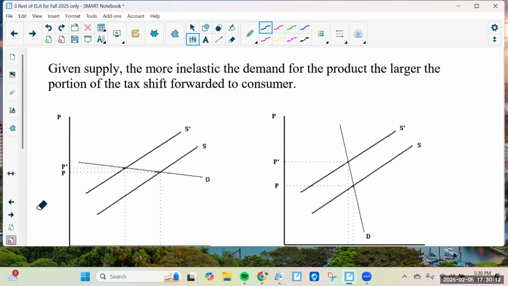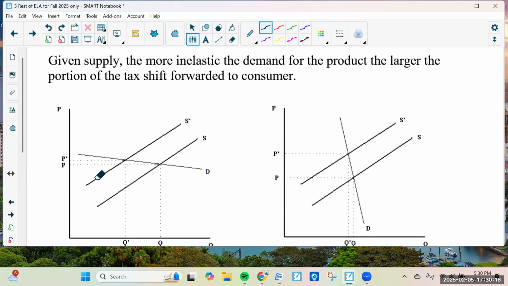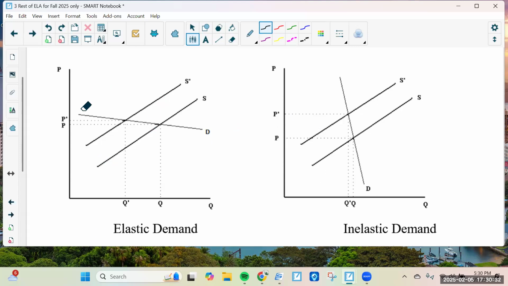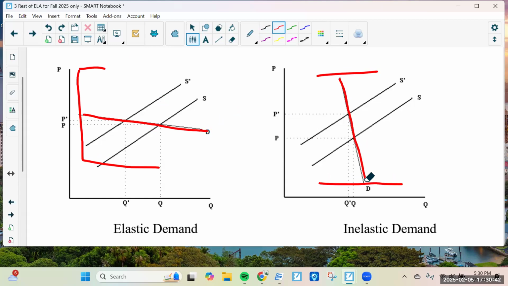But where I want to go with this is, what if we put a tax on a product? Well, who pays the lion's share, or the majority of the share of the tax is based on the elasticity of that product. So what I've done here for you is I've drawn two graphs. The one on the left is more elastic. And again, you can remember that because the demand curve looks more like an E. This part right here looks more like an E. The one on the right is more inelastic because the demand curve looks more like an I, right?